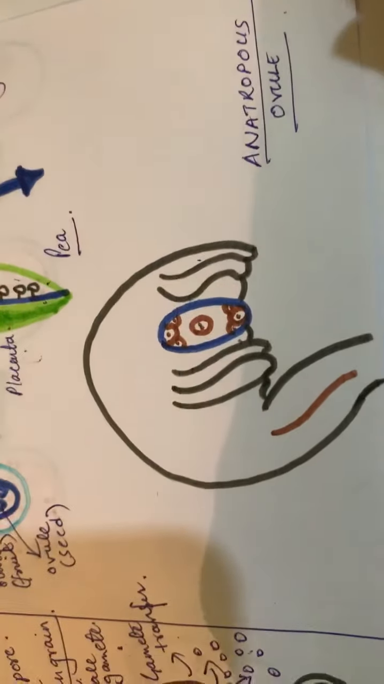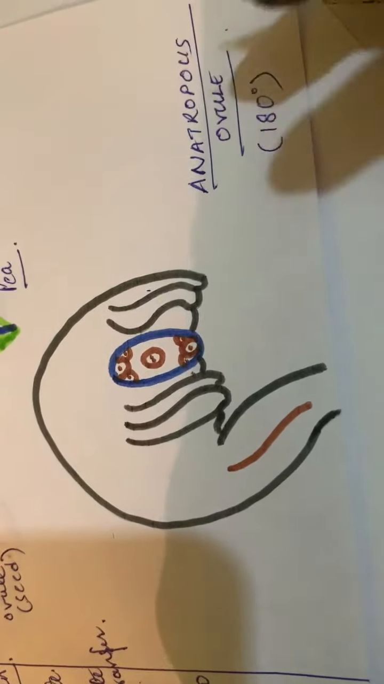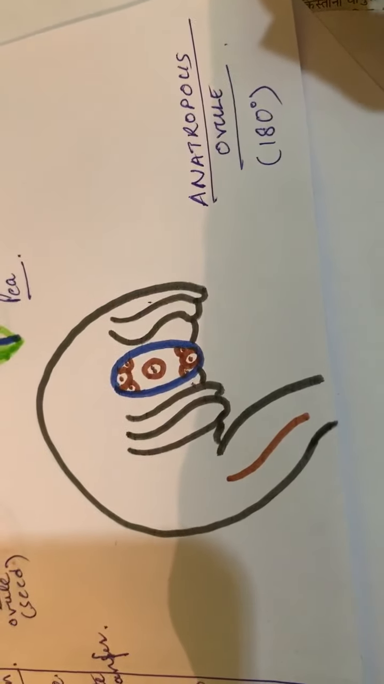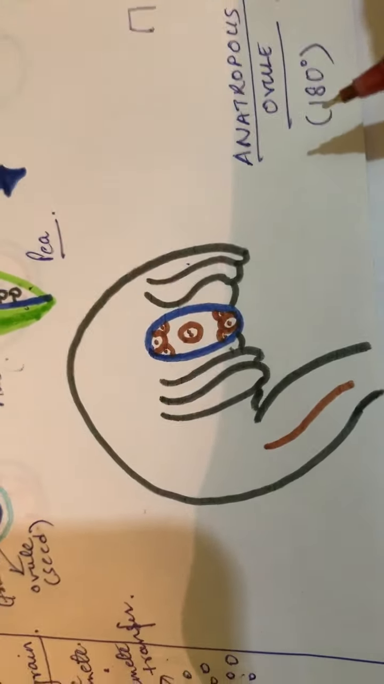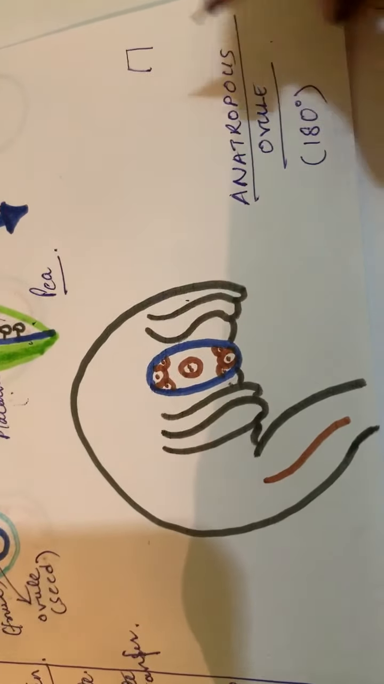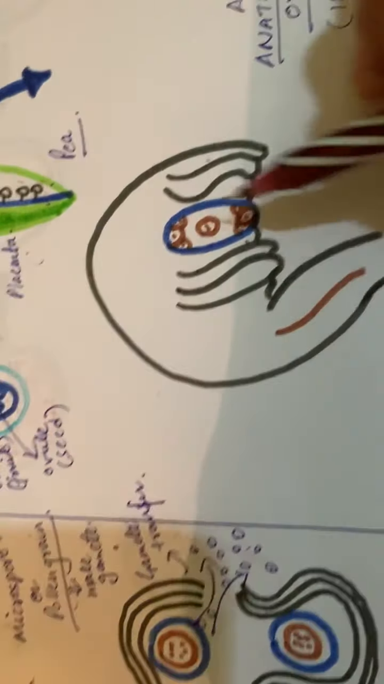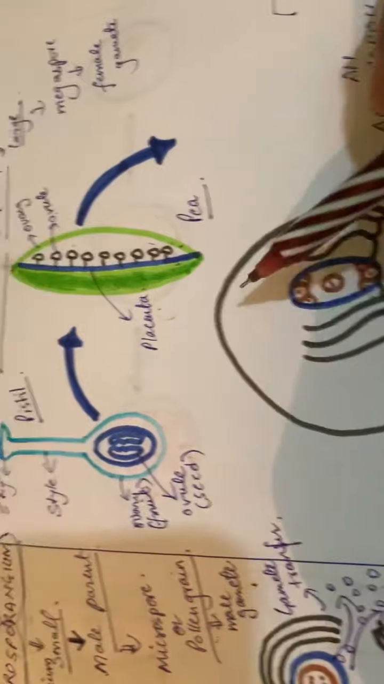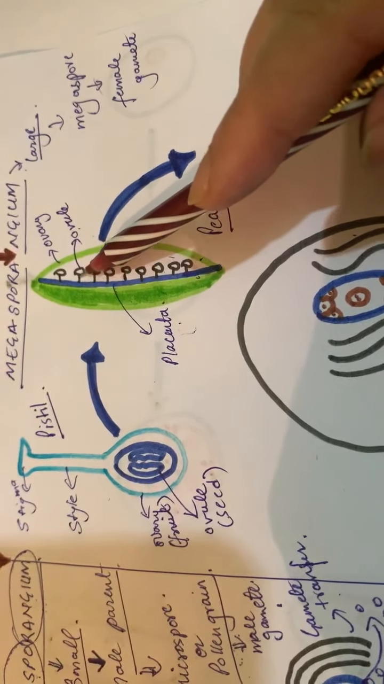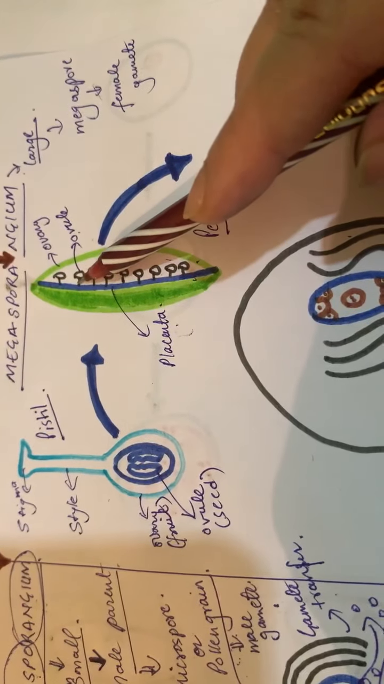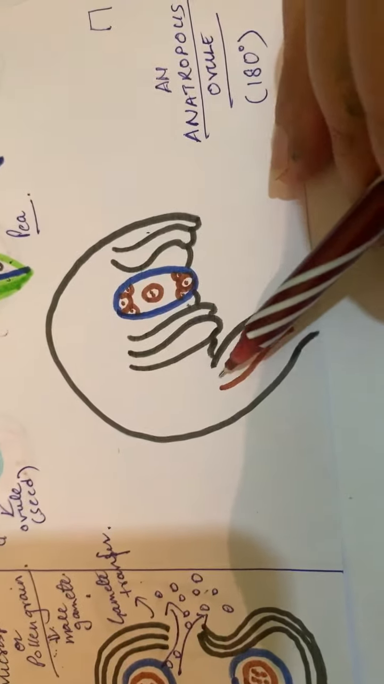What do you mean by anatropous ovule? Anatropous ovule means it is completely inverted at 180 degrees. Its design is like this. It's totally inverted, so that is why it is called an anatropous ovule. If we see the diagram of an anatropous ovule, you can see the ovule is joined to the ovary by a layer, or a tube kind of structure. What is this tube?